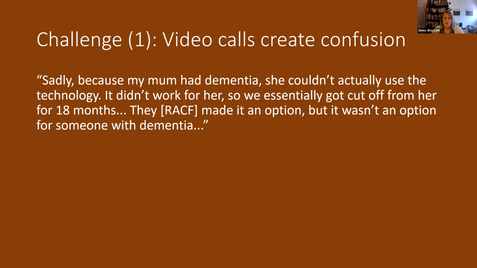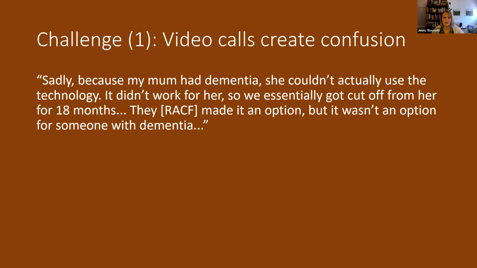So the first challenge I want to talk about is a really significant challenge, and it's one that probably will be very familiar to those working in aged care. And that is that video calls can create confusion. Unfortunately, they can create such substantial confusion for people in aged care, especially people with dementia, that it may not be possible to continue using this mode of communication. This quote comes from a participant who was basically unable to continue communicating with her mother during the COVID-19 restrictions. She said she was cut off from her mother for 18 months.